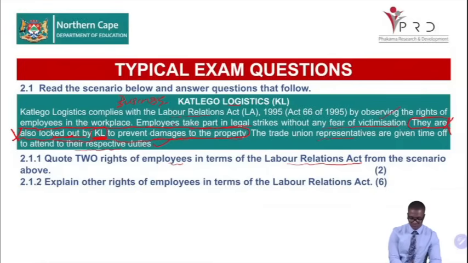What is the question looking for? Grade 12, what is it looking for? Two rights of employees. It is not looking for the employer's. So hence I've indicated and tried to encircle this for you to show you that this is what we call a distractor. The aim is for this sentence to distract you from quoting the second correct employee's right. Because the first one is that employees take part in a legal strike without any fear of victimization, and the other one is that the trade union representatives are given time off to attend to their respective duties, which is correct.